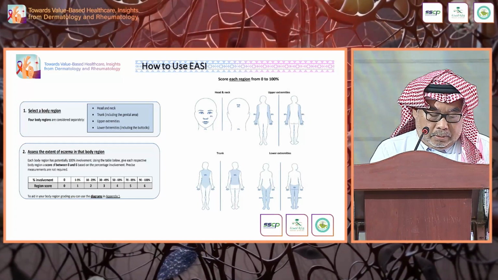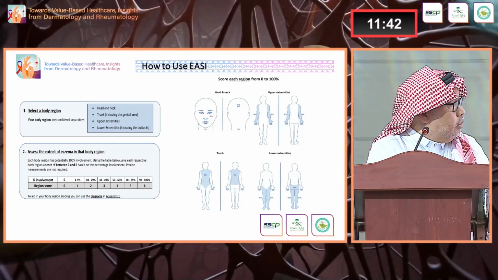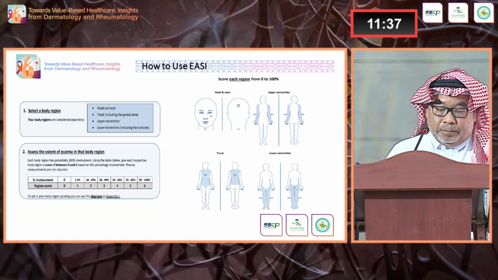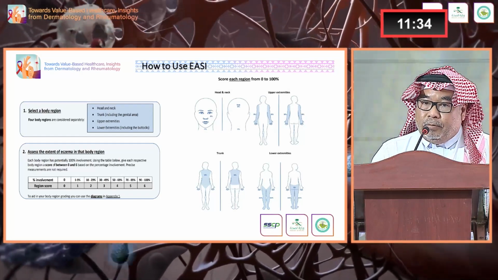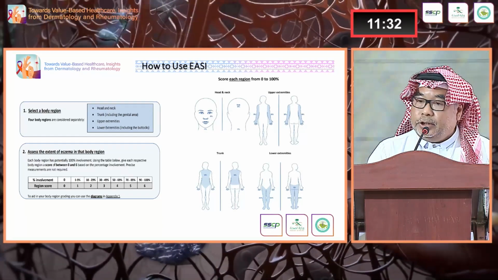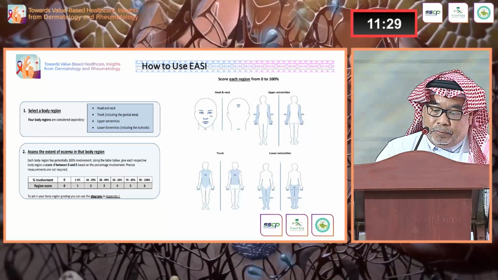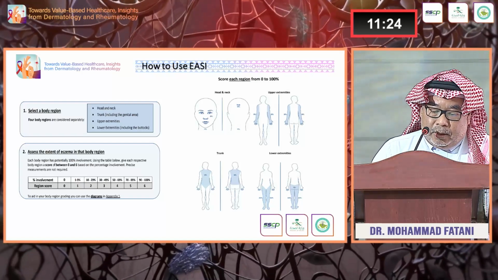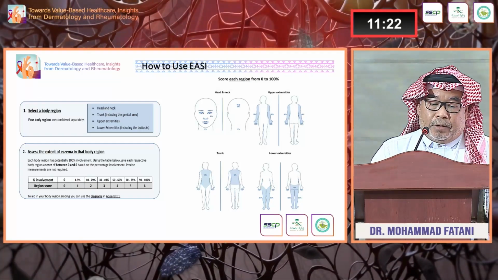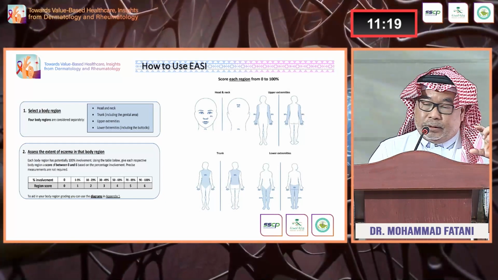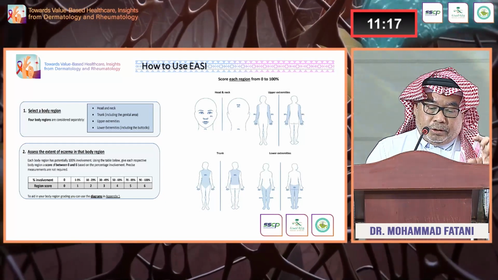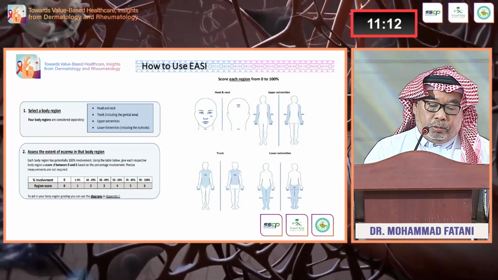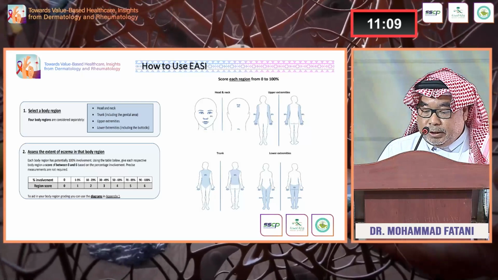For example, there is a pointer here. The red one is a pointer. That's okay. For example, if the body area involved is 1 to 9%, this means that the score is 1. If the body area is, for example, 50 to 69%, this means that the score is 5. So we have to first decide the 4 different body regions, and after the decision of the body region, we also have to assess the extent of the eczema.